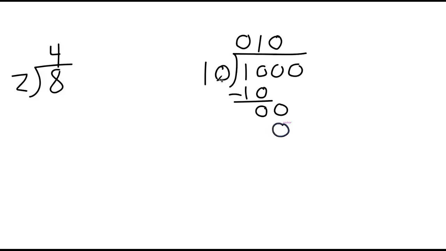Don't skip steps. 0 multiplied by that gives you 0. 0 multiplied by 2, sorry. 0 plus 0 is 0. Drop down the 0. How many 2's are in 0? There's 0 2's in 0. There we go. Multiply 0 by 2.